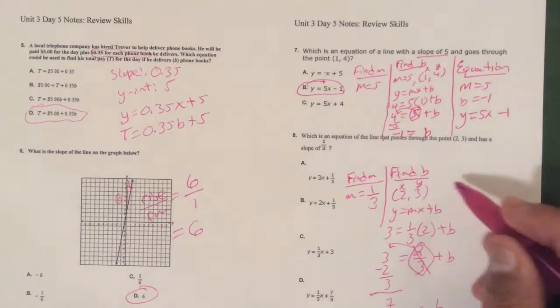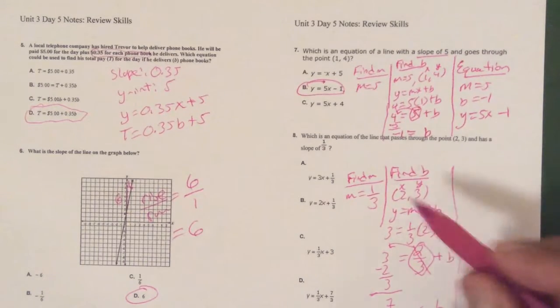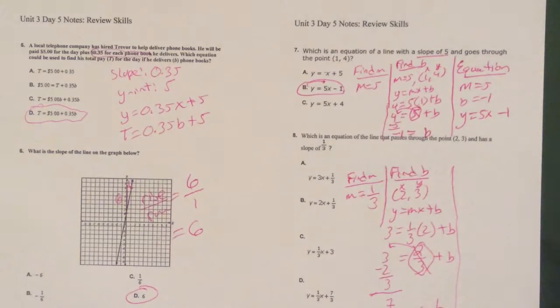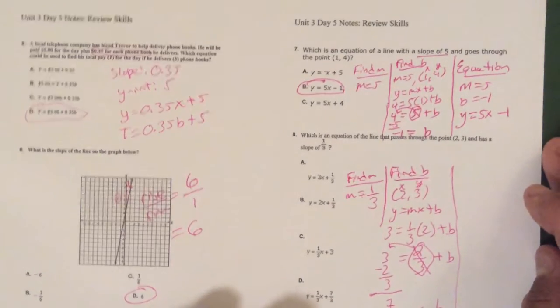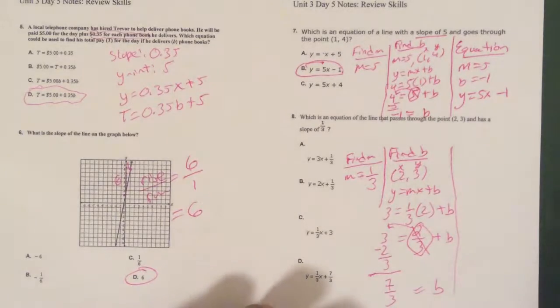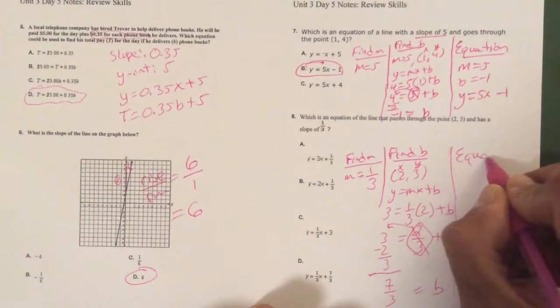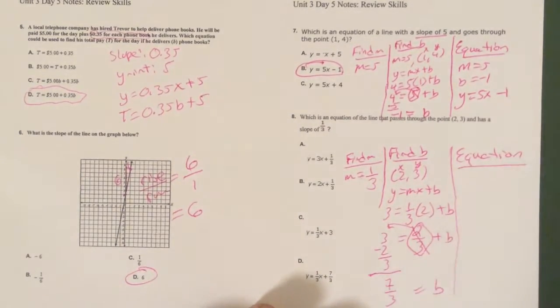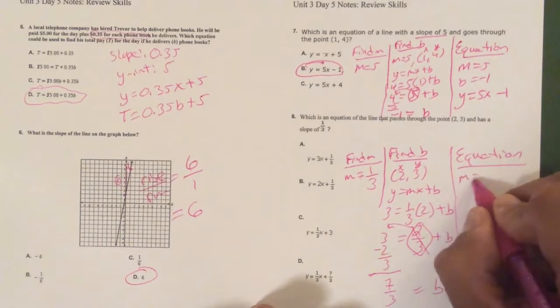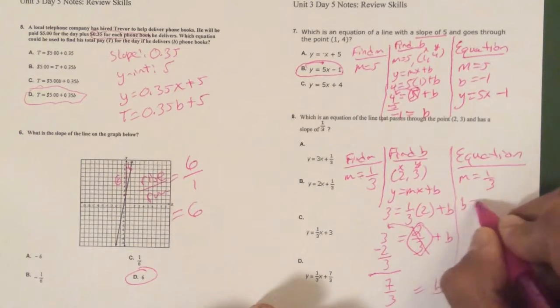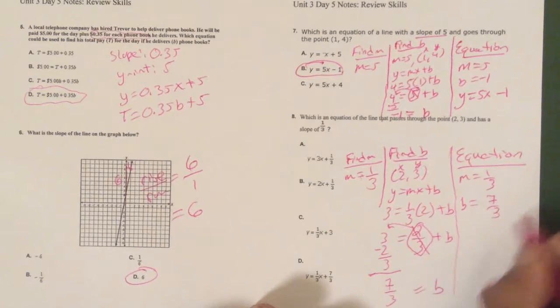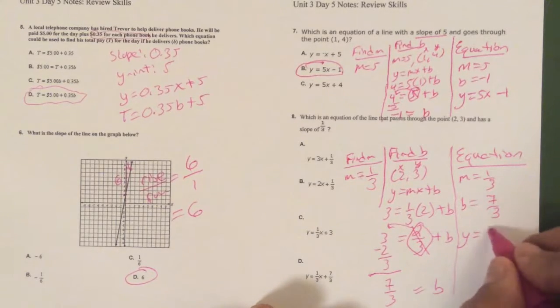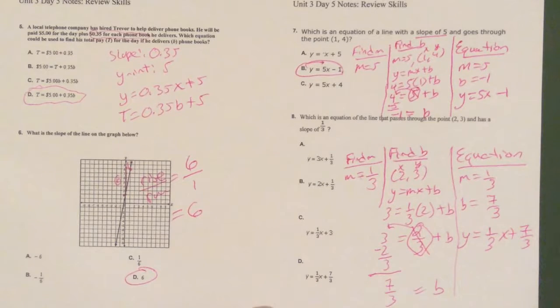Okay? So of course, now that I have my m, now that I have my letter b, I can write the equation. So we know that the m is 1/3. We know that the letter b is 7/3. So my equation is y equals 1/3 x plus 7/3. And as you can tell, my answer is D.